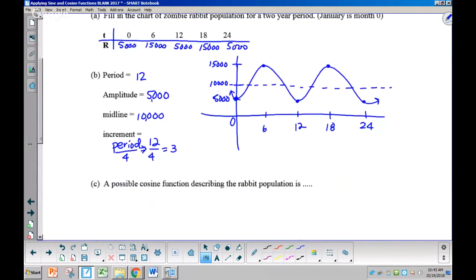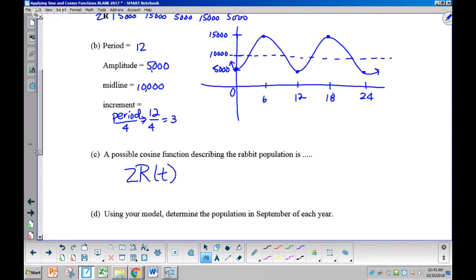Now we're going to name a possible cosine function describing the zombie rabbit population. So we're going to call this ZR of T, zombie rabbits of T. Now we have a choice. We can name a positive cosine or we can name a negative cosine, or we can do both. Let's do both, it's good practice. So we'll name the negative one first.